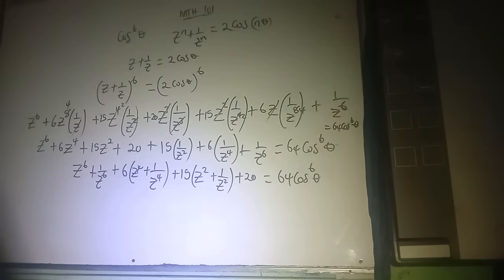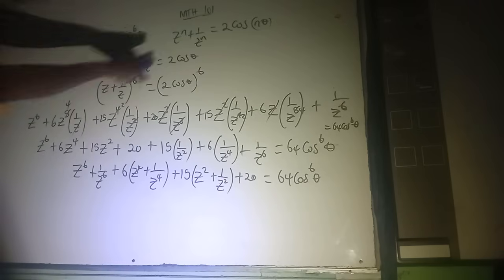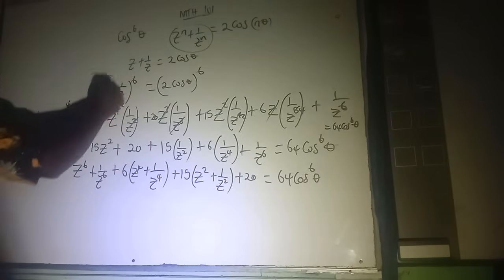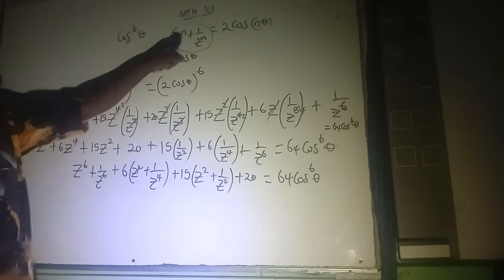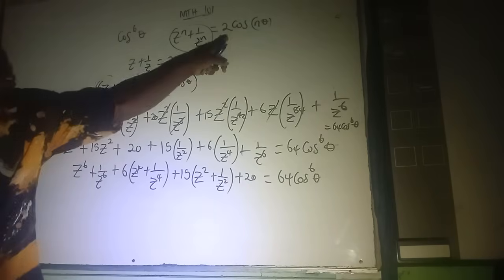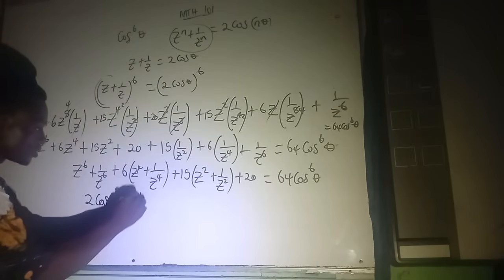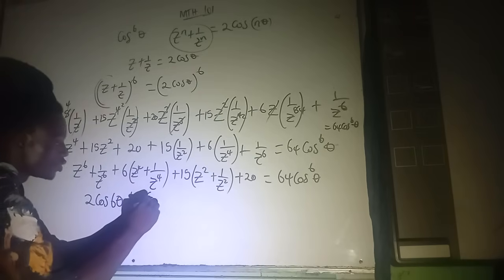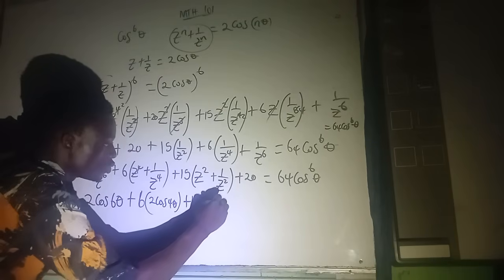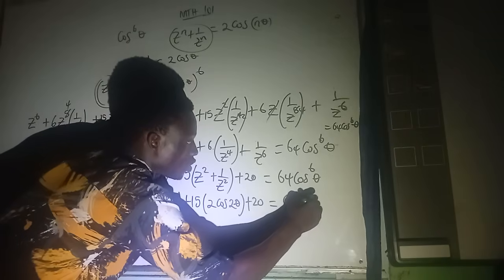And don't forget De Moivre's theorem. If z plus 1 over z is 2 cos theta, then what did De Moivre's theorem talk about? It says z raised to power n plus 1 over z raised to power n equals 2 cos n theta. This is not the same thing as this. Here is the n, the power is outside. Here the power is inside. So if you have z to the 6 plus 1 over z to the 6, what do we have? 2 cos 6 theta. So this guy gives us 2 cos 6 theta plus 6. This one will give us 2 cos 4 theta plus 15. This one will give us 2 cos 2 theta plus 20 equals 64 cos theta to the power 6.